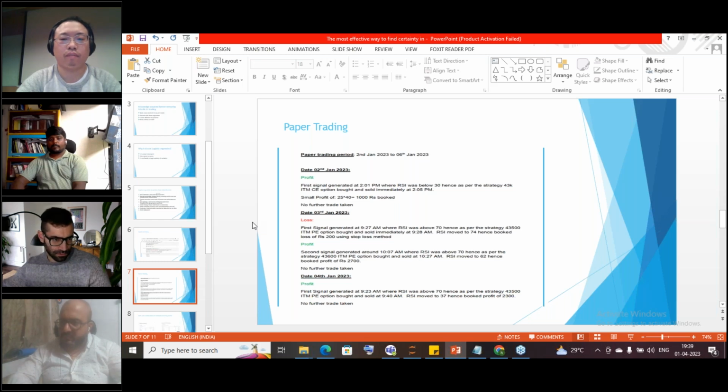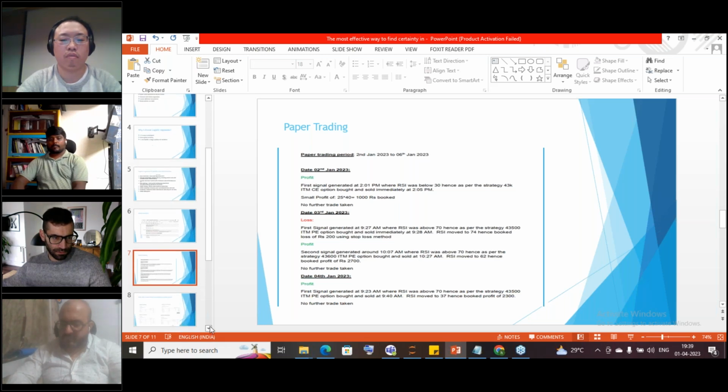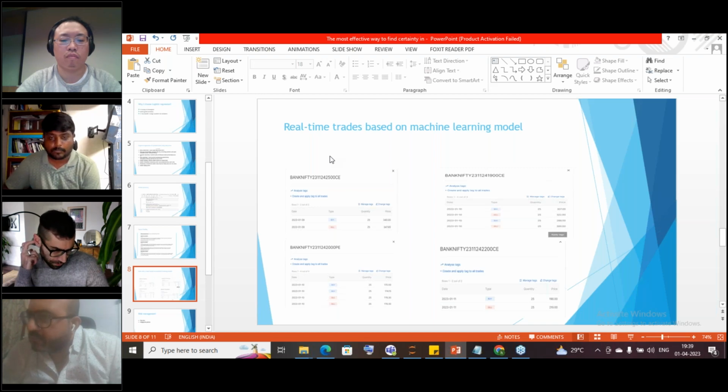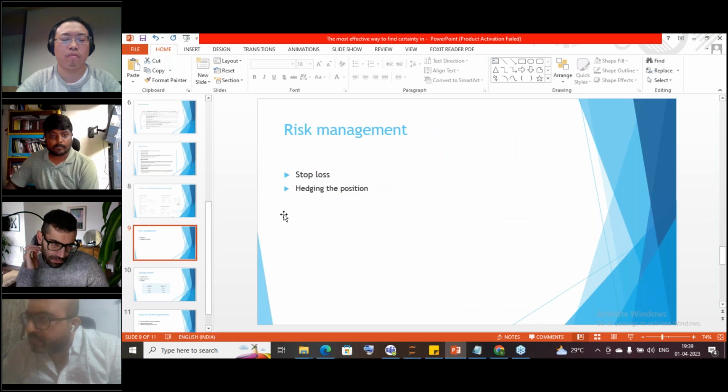After that paper trading, I started doing live trades, and here are the examples that I have tested on this slide. To be honest, the winning ratio is very good. Hit ratio is almost 71% for my model.